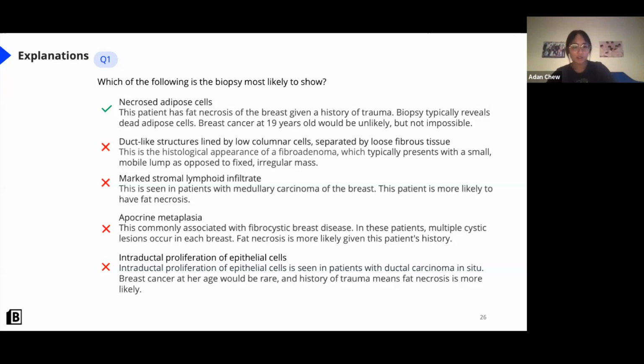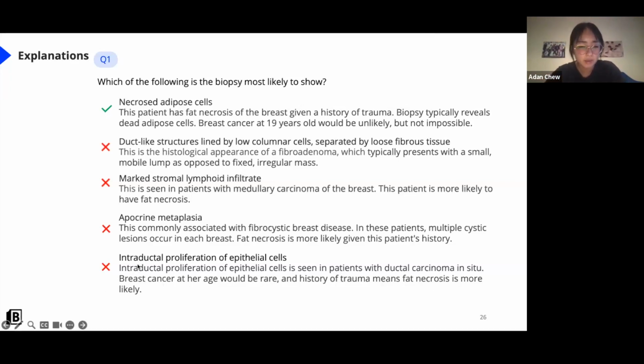I'll just quickly go through the other options. Duct-like structures is a fibroadenoma. Duct-like structures lined by lower columnar cells and then separated by loose fibrous tissue is fibroadenoma. You would get a mobile lump, the breast mice, they call it. Marked stromal lymphoid infiltrate would be consistent with medullary carcinoma of the breast, which is less likely in this patient. Apocrine metaplasia is commonly associated with fibrocystic breast disease. You get that periodic breast pain and multiple cysts in each breast.